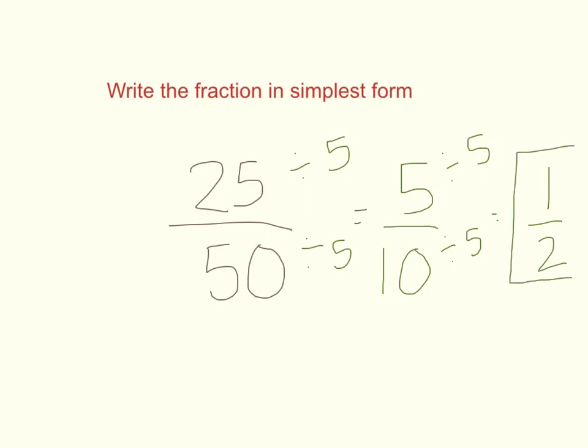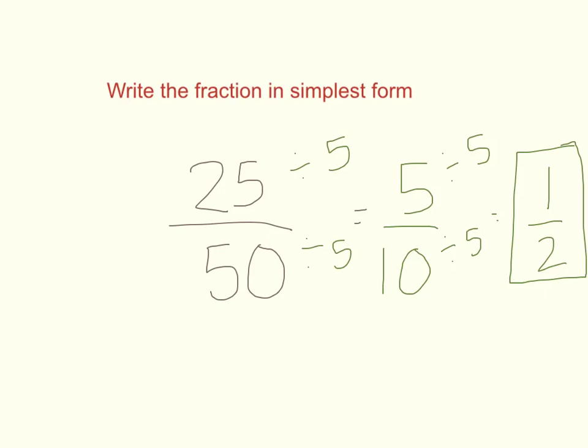And I know that 1/2 is my simplest form because you can't break it down anymore. So the question is, what was my greatest common factor? Because it certainly wasn't 5, because I didn't find the simplest form the first time. I had to take 2 steps of doing that.